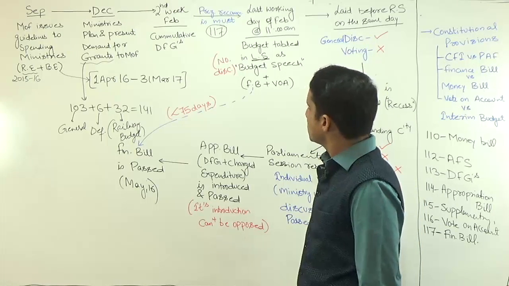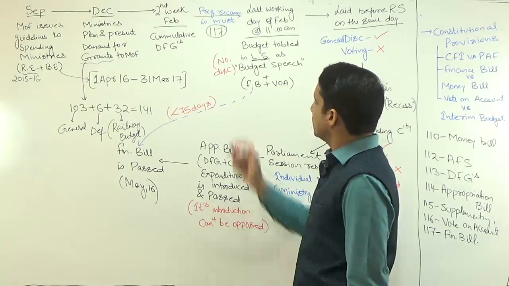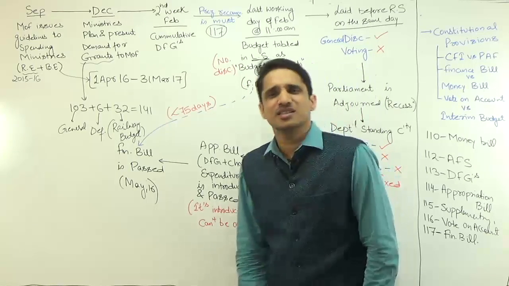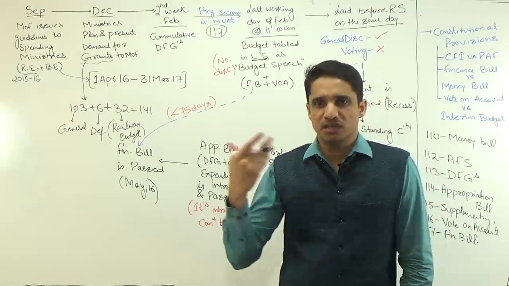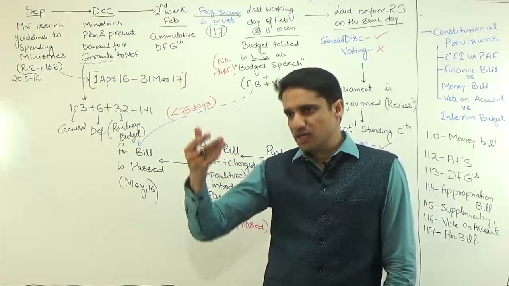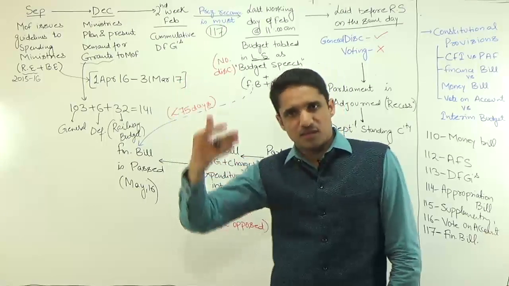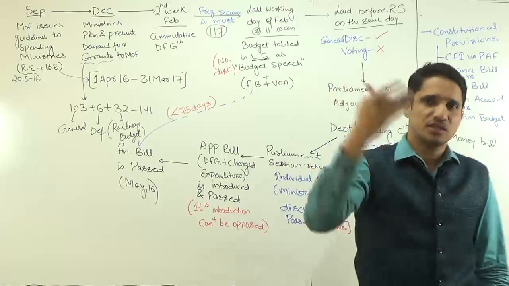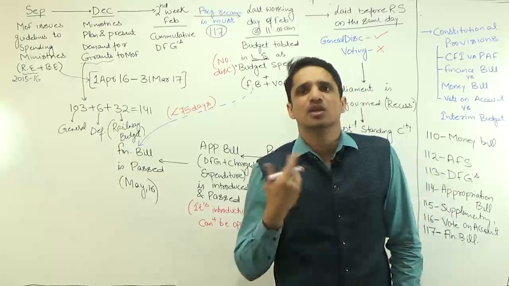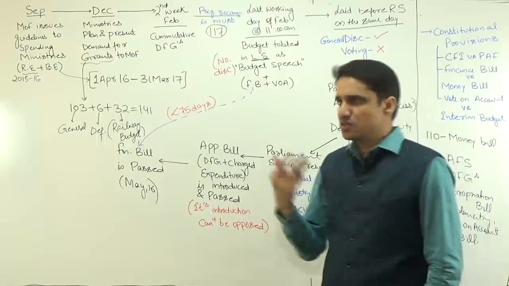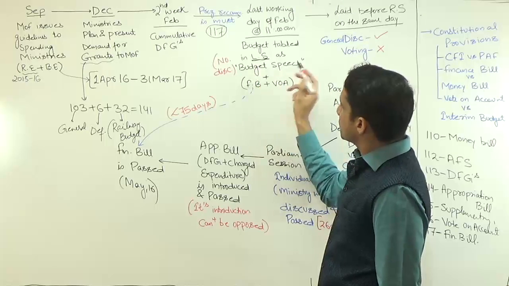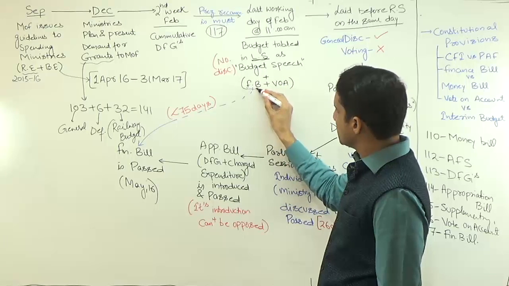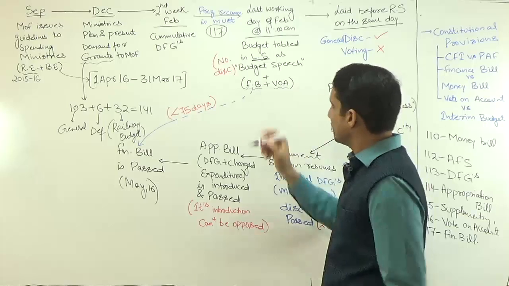When the budget is tabled in Lok Sabha in the form of a budget speech, the finance minister gives a speech under which he gives the policies. This is the policy related to health, this is the policy related to agriculture, this is the policy related to the social sector. Along with this budget speech, two more things are being tabled. You have to remember this.